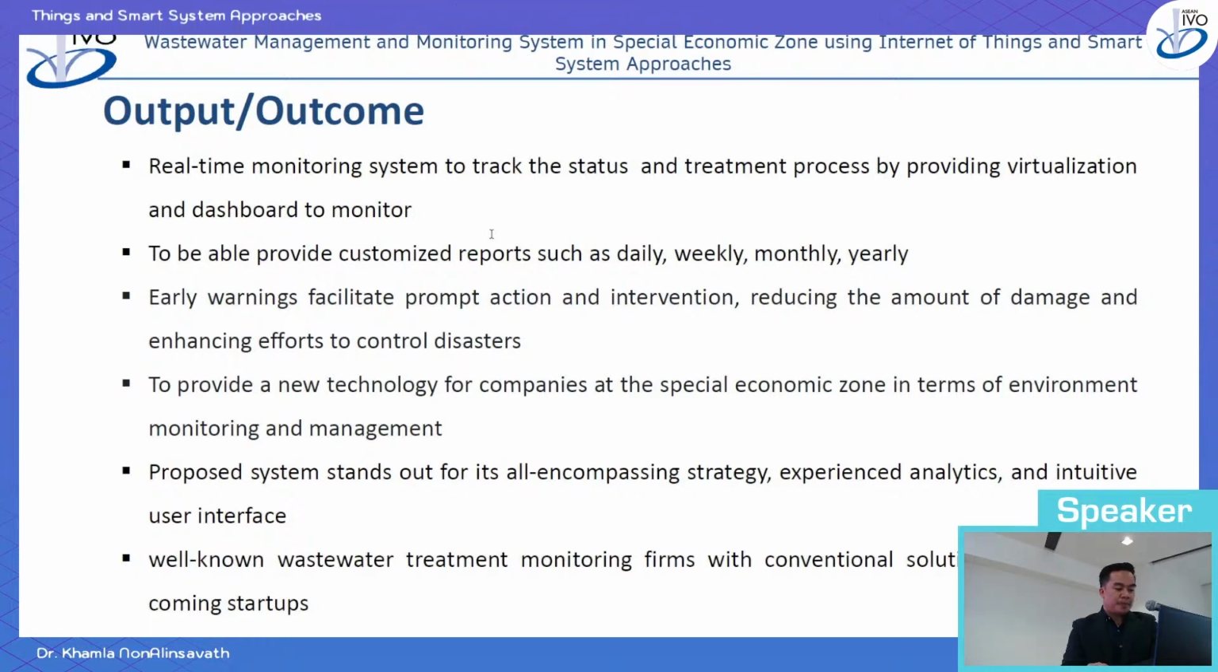Also, we have new technology for the company that they can use, and then they can have a system to improve the quality of the environmental impact assessment.